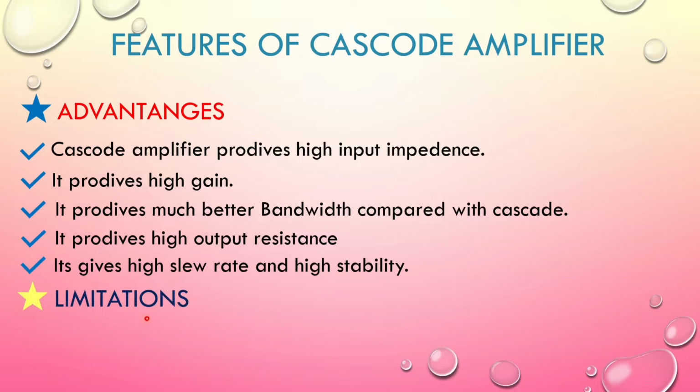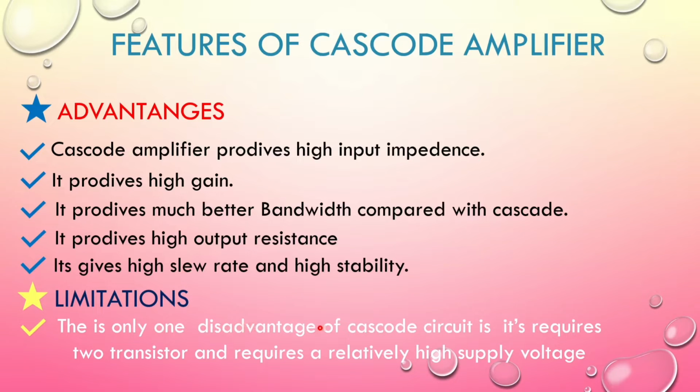Limitations. The only disadvantage of Cascode circuit is it requires 2 transistors and requires relatively high supply voltage. Application. In RF tuners, Cascode amplifiers are used. Amplitude modulation technique uses cascoding techniques.